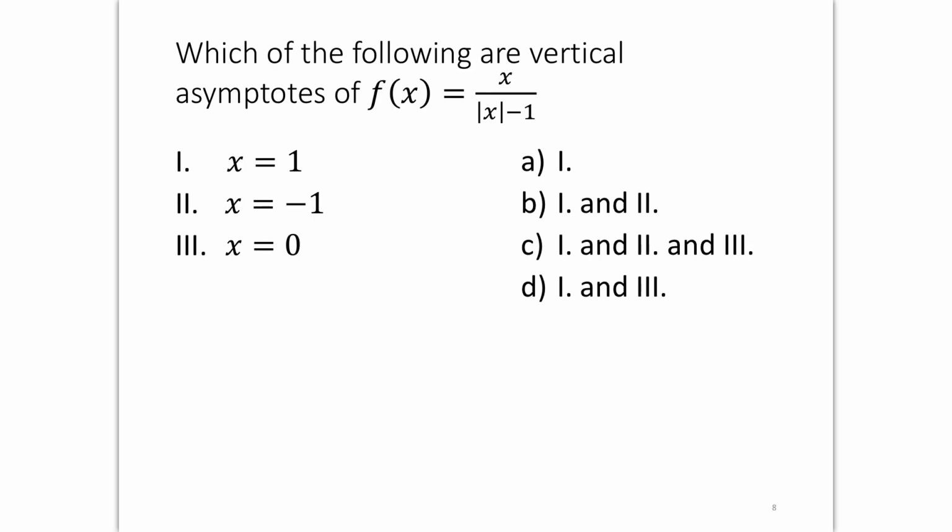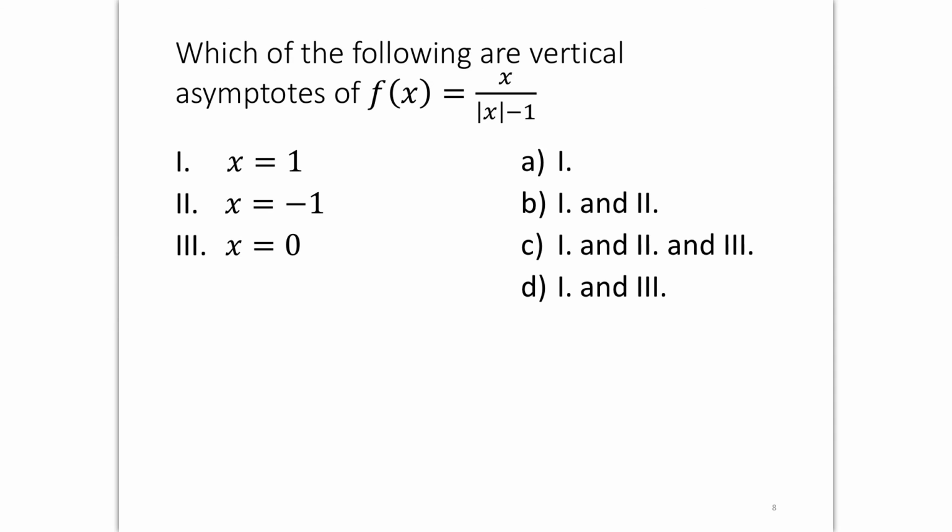So let's try a multiple choice question here. Which of the following are vertical asymptotes of f of x equals x over absolute value x minus 1? Do you think it's number 1 and 2, 1 and 2 and 3, or 1 and 3? Go ahead and pause the video and give it a try.